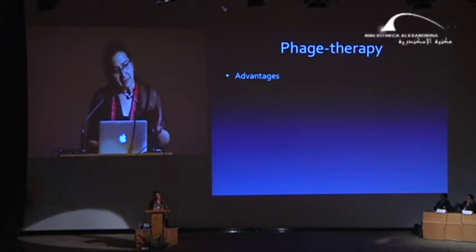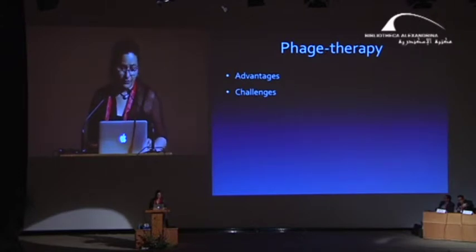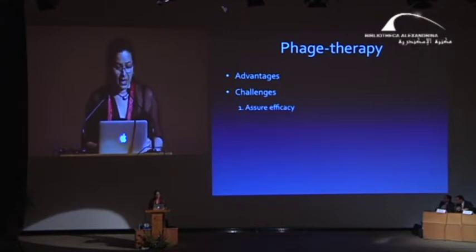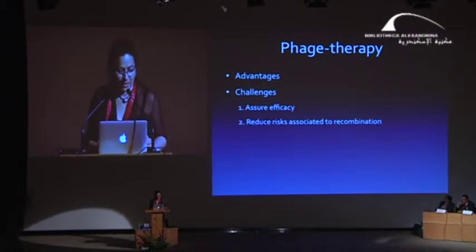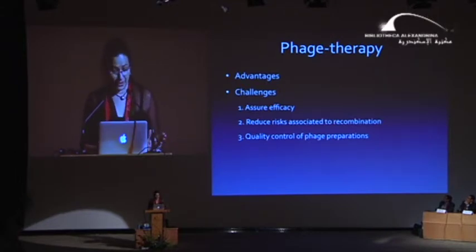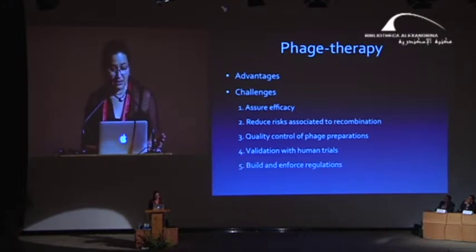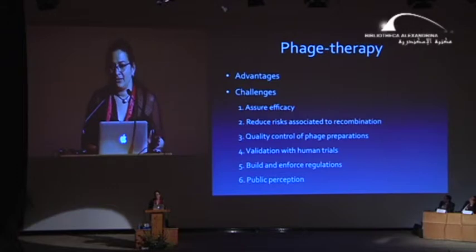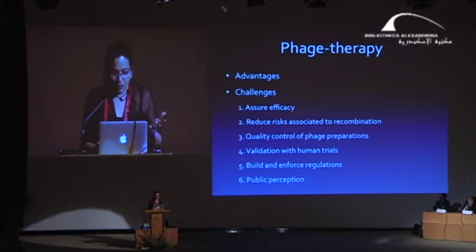As Marta already said, there are many steps that you have to comply with when you want to use phages as a therapy. So we have some challenges, and we have to be very serious about these challenges. One of those is to assure efficacy. What you want is that phage therapy works and lasts. Second, you have to reduce the risks associated with recombination, and I'm going to go back to that point afterwards. Also, Marta talked about the quality control that we need to have for phage preparations. We have to validate in animal and human trials, and this is a very important step. We have to build and enforce regulations that allow the phages to be used. And also we have to work with public perception, because it's a virus. So it's difficult to tell people, I'm going to treat you with a virus. So we need to work on that.